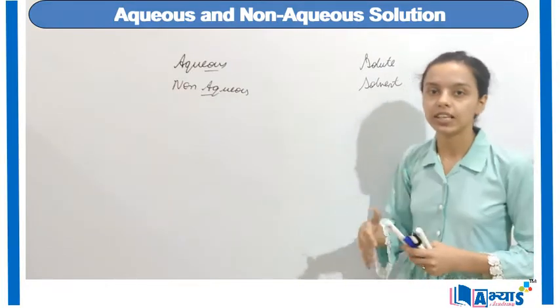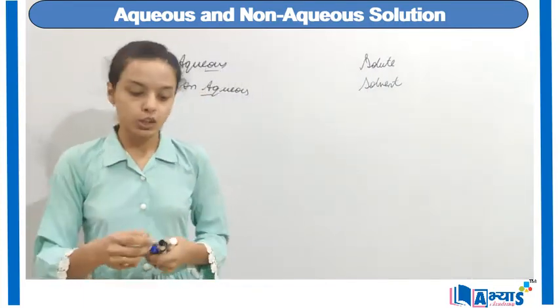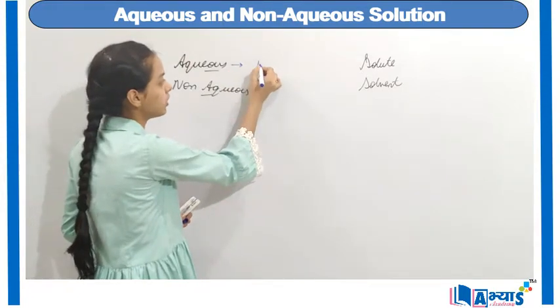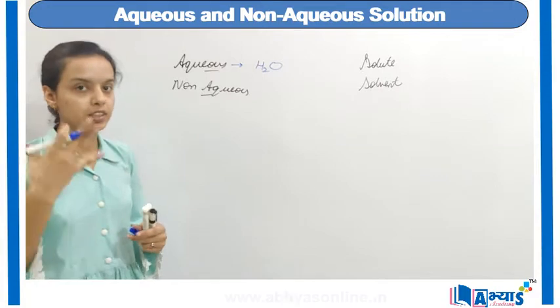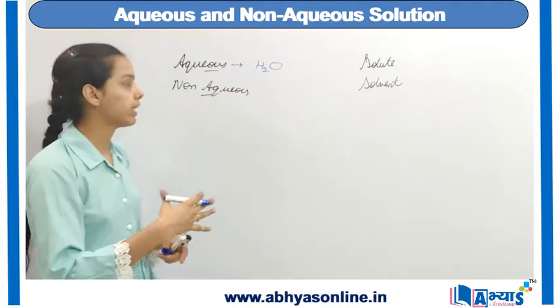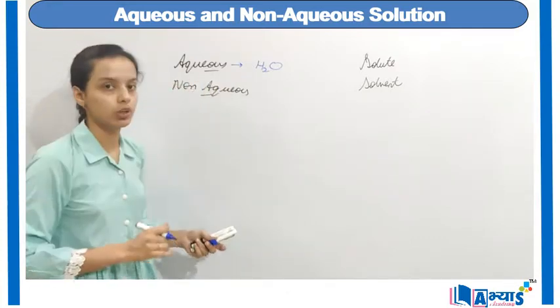But now we will discuss the two categories, that is aqueous and the non-aqueous solutions. So basically, aqueous solutions are those solutions in which the solvent is water. That means the solute, it can be either solid or liquid or gas, is mixed in a liquid, or we can say is mixed in a water solvent, that becomes an aqueous solution.